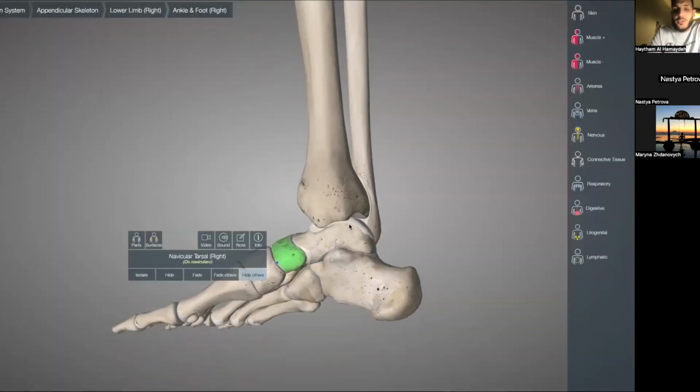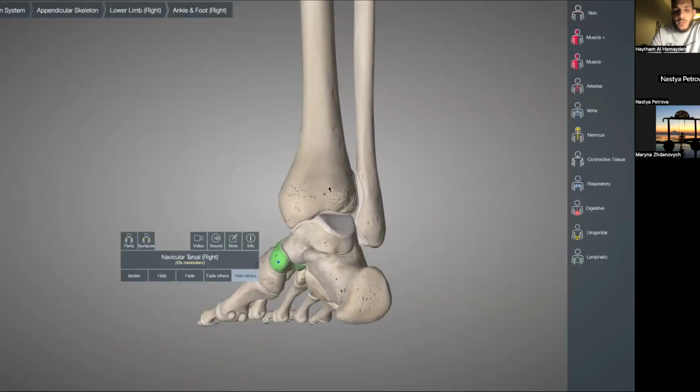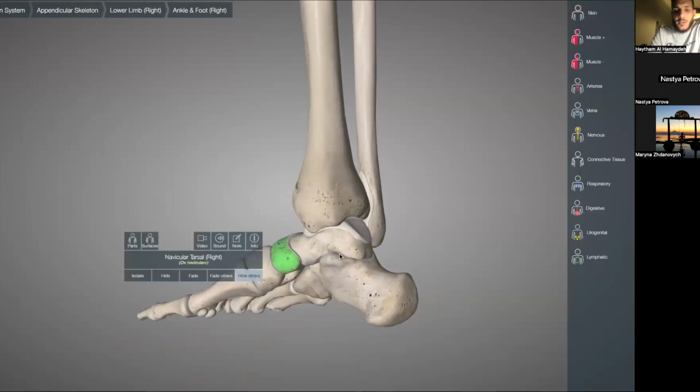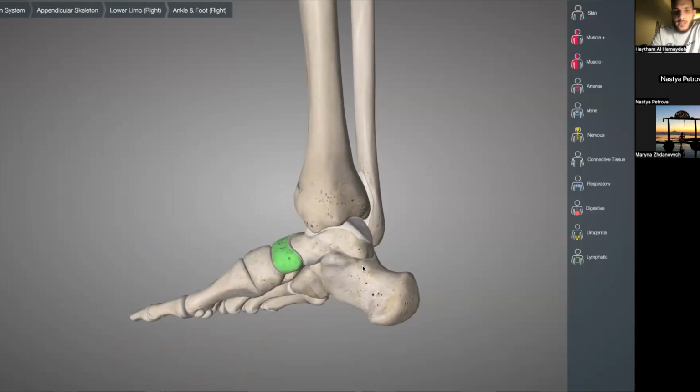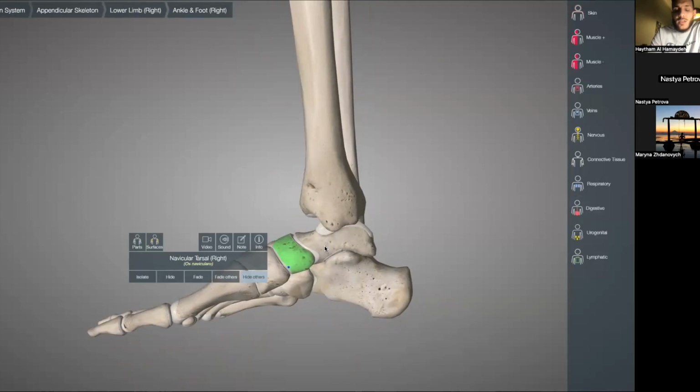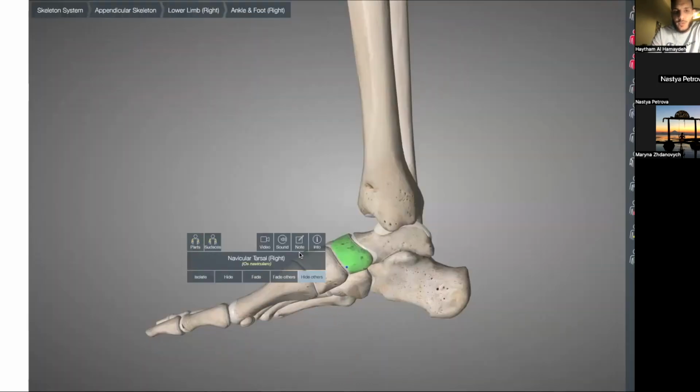One last time, superiorly, ankle joint between tibia, fibula, and talus. Inferiorly, subtalar joint between talus and calcaneus. Anteriorly, talonavicular joint between talus and navicular. Okay?